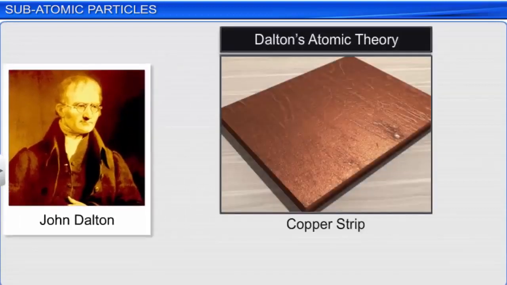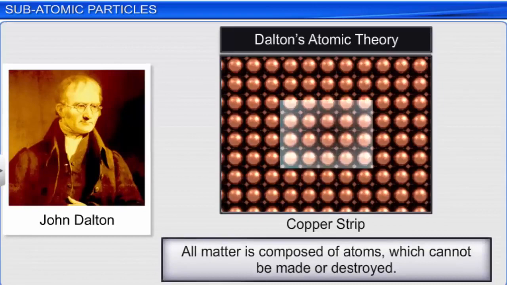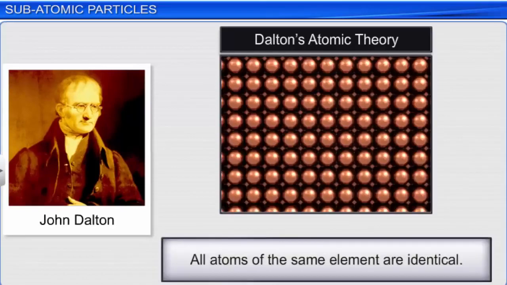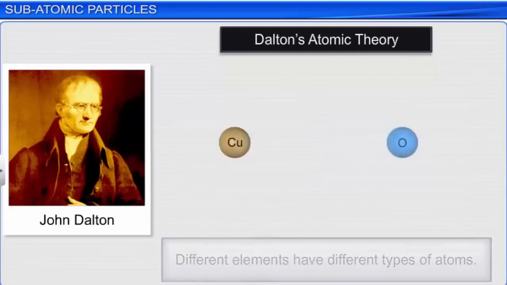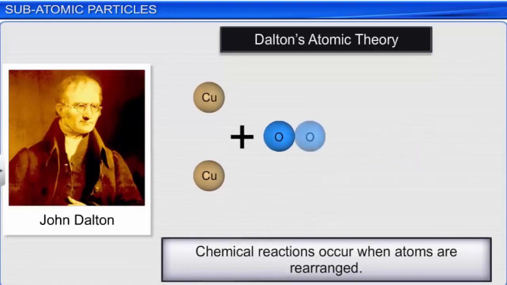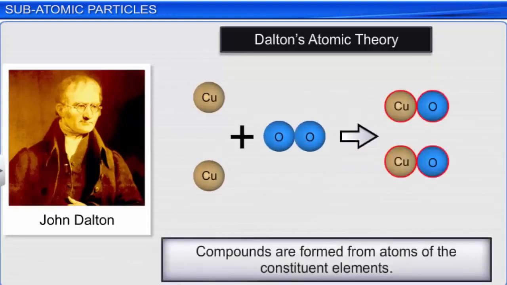It postulates that all matter is composed of atoms that cannot be made or destroyed. All atoms of the same element are identical. Different elements have different types of atoms. Chemical reactions occur when atoms are rearranged. Compounds are formed from atoms of the constituent elements.